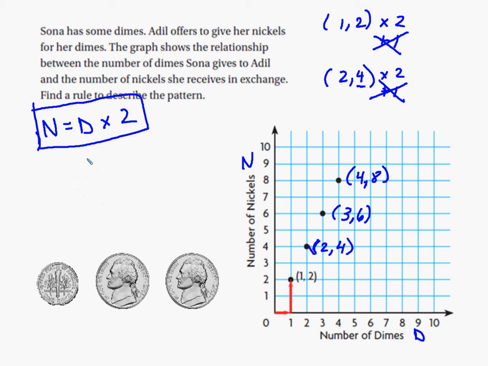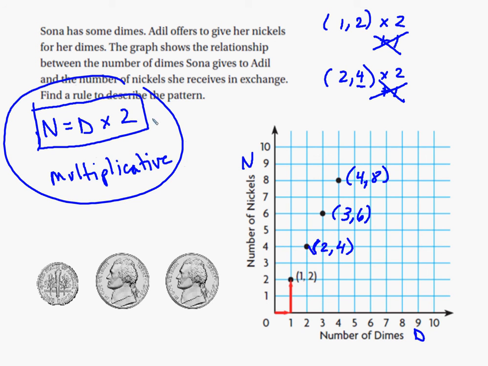The other thing that they ask you in the homework is, is this additive or multiplicative? That means, am I adding to whatever's on the x-axis, or am I multiplying? Well, in this case, we're multiplying. So this is multiplicative. So on your homework, you need to have both of these. You need to have the rule and whether it's multiplicative or additive.